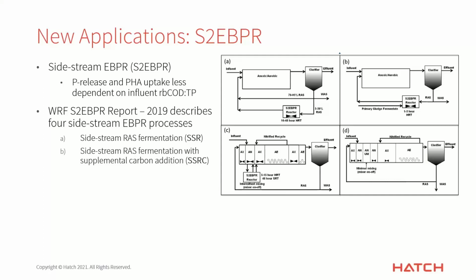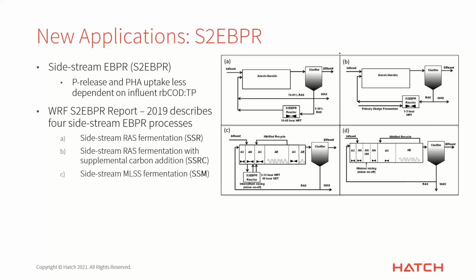So this is very similar to the first one, except now 100% of the ROS is typically sent to the side stream reactor, but the HRT of the reactor is much shorter. So it's around 1 to 4 hours in this reactor, and they're adding some supplemental carbon. That could be some carbon from a primary sludge fermenter or just some methanol or acetate.